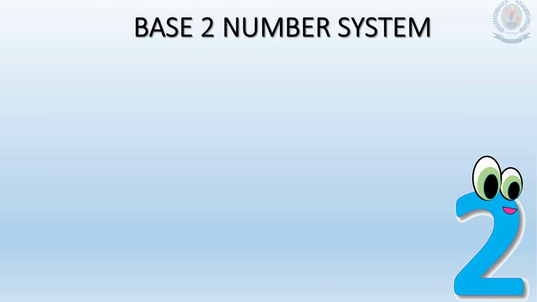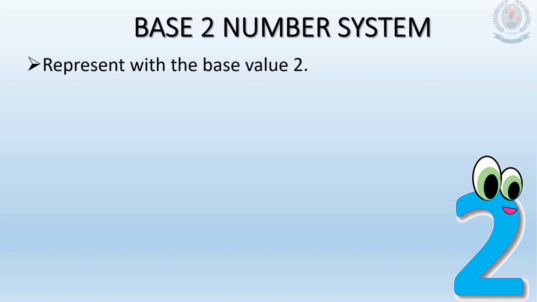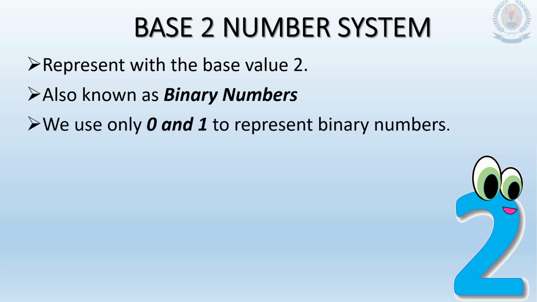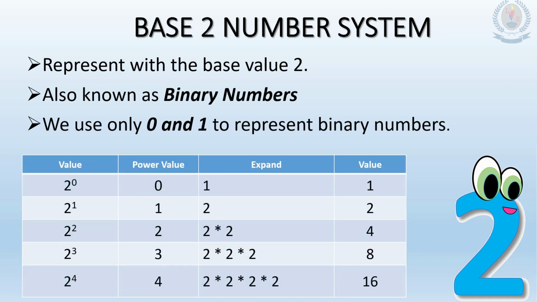Then the base 2 number system, that is the number system the computer knows. It has only 2 values. We call it the binary number system also, and 0 and 1 are the values that number system uses. So these are the place values. First one is 2 to the power 0, then 2 to the power 1, 2 to the power 2, 2 to the power 3, like that it increases. So these are the expanded numbers.